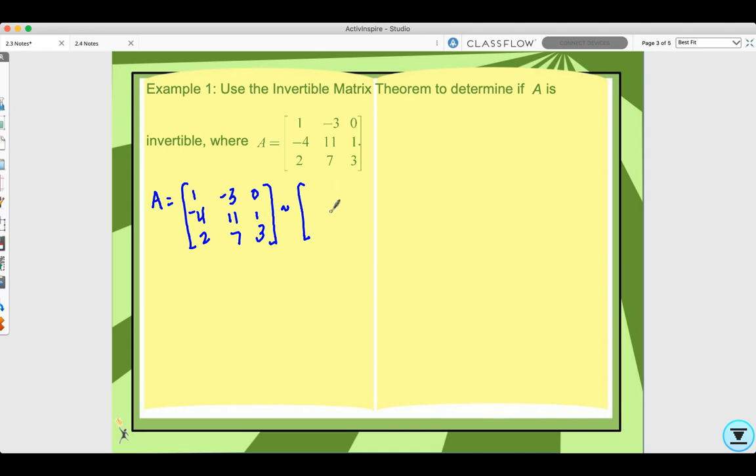So the first thing I'm going to do is take 4 times row 1 minus row 2. And that would give me 0, 1, -1, and my last row is going to stay the same. Then I'm going to take -2 times row 1 and add it to row 3. So that gives me a pivot position there.